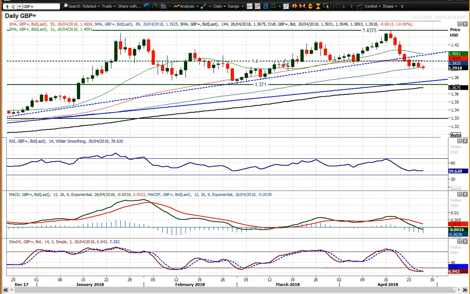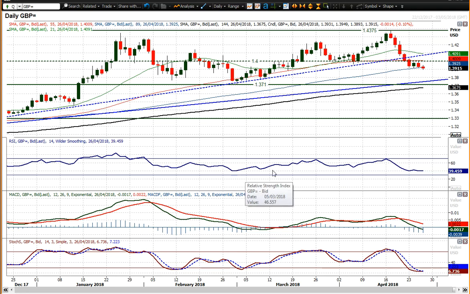Now that 140 figure is being left behind a little bit. 138.85 is the initial support, but then you're looking back at the lows. The key low of 137.10 was the March low, and it looks as though the market is coming back towards there now, with 137.80 a subsequent low after 137.85 as well.